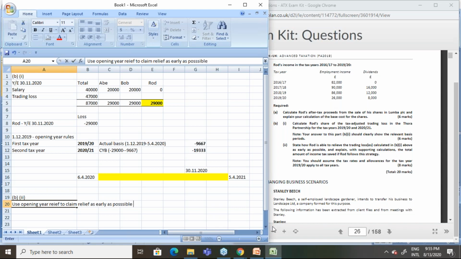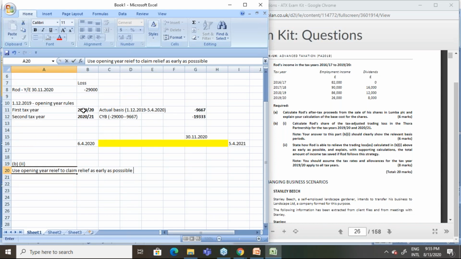So for that, what we should do is, his first tax year is 2019-20. Then we have 2020-21. Before that, 2016-17, 17-18, 18-19.